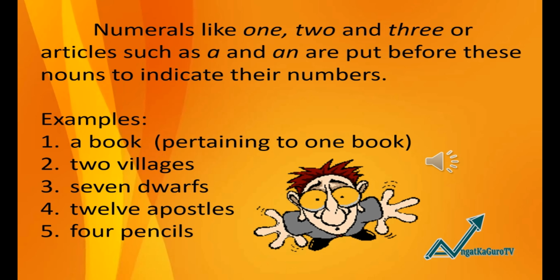The numerals like 1, 2, and 3, or articles such as a and an, are put before these nouns to indicate their numbers. Examples: a book, pertaining to one book; 2 villages, 7 dwarfs, 12 apostles, and 4 pencils.